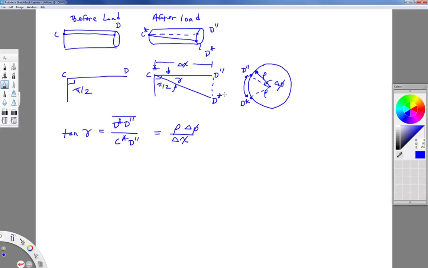Most engineering materials will have very small strains and they'll break before the strains get very large. So another approximation we can make is that for small strains, gamma, talking about something like 10 to the minus 6, 10 to the minus 3 range, the tangent of gamma is approximately equal to gamma. So we're going to write down that gamma is equal to rho times delta phi by delta x.